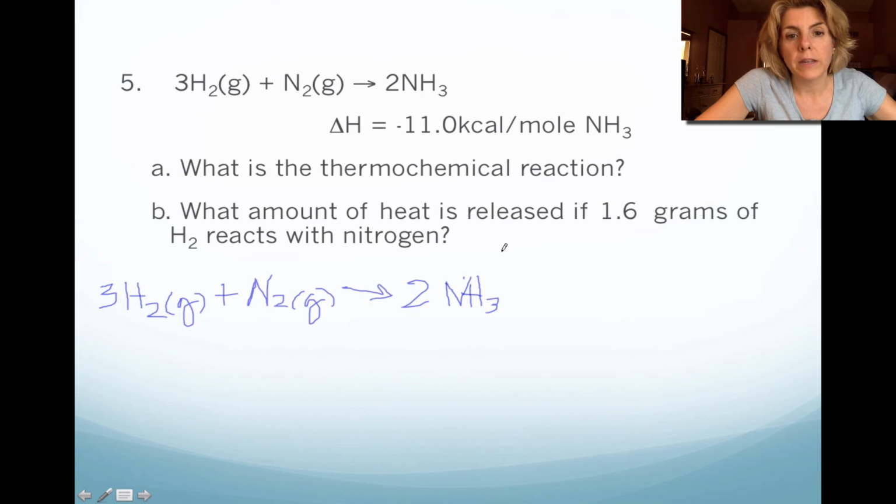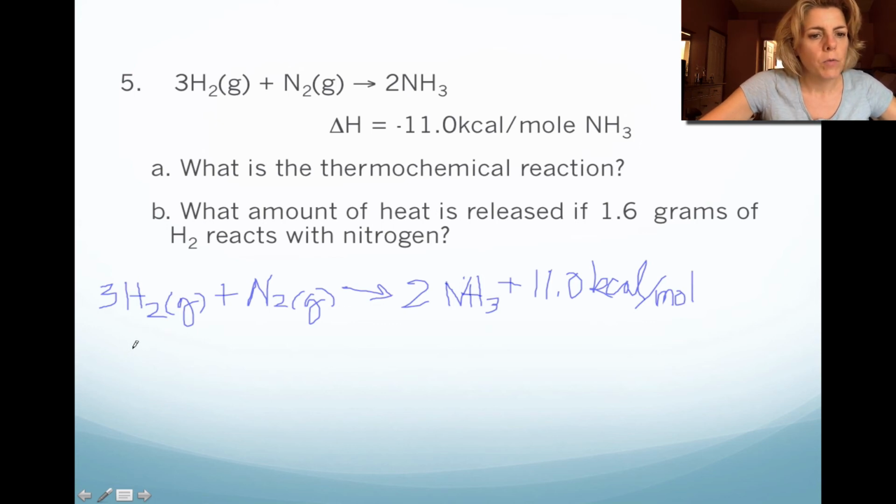Because it has a negative 11 kcals per mole, it's part of the product side. So I'm going to include the 11 kcals per mole on this side of the equation. If it was a plus sign, it would be part of the reactant side. But this energy is given off.